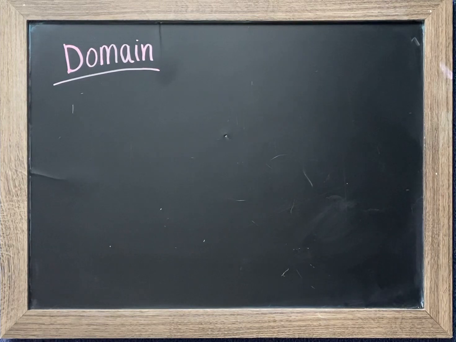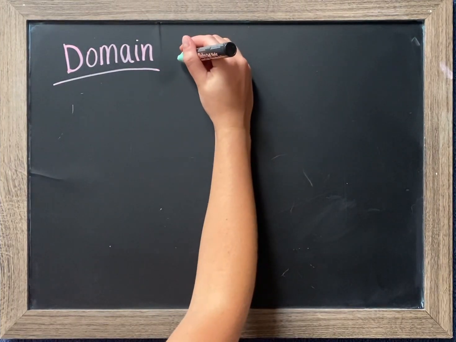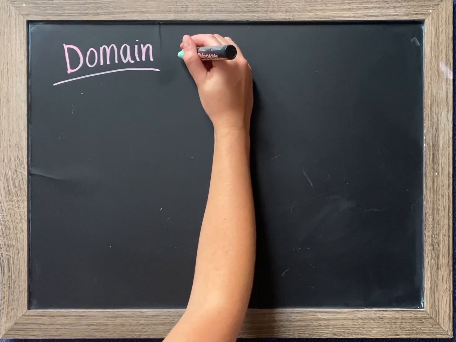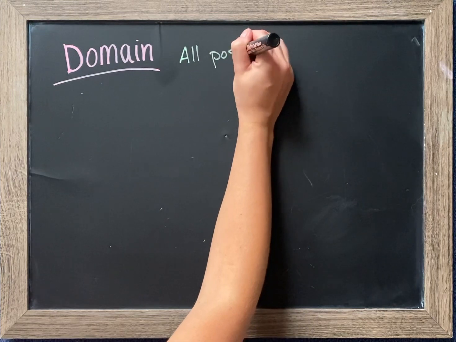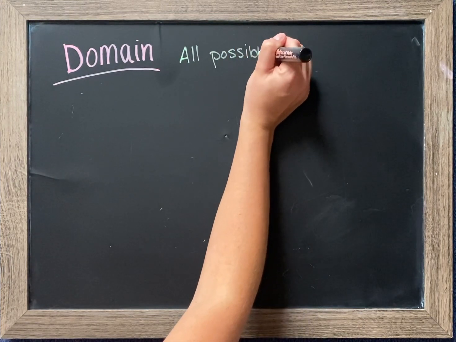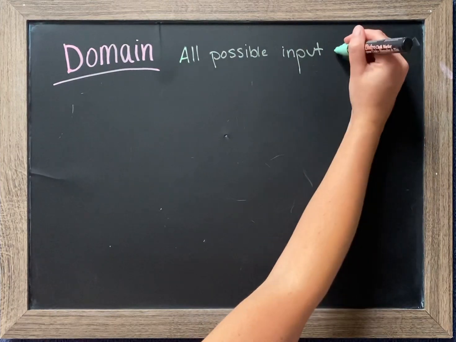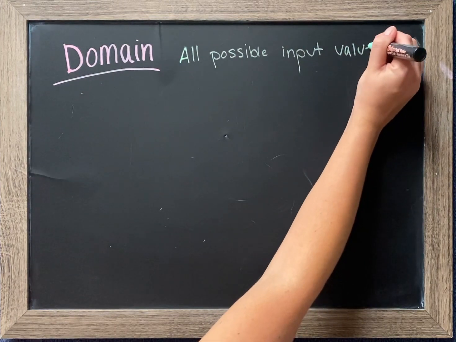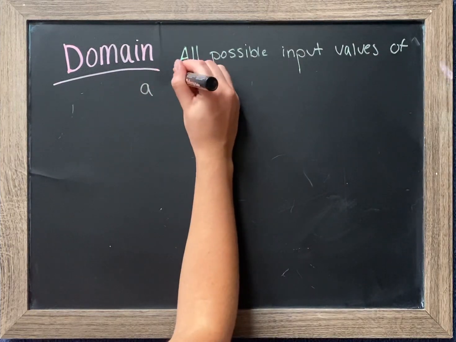So when we're talking about the domain of a function, we're talking about the input values of x. So what this means is when you have a domain, what you are asking for is all possible input values of a function.